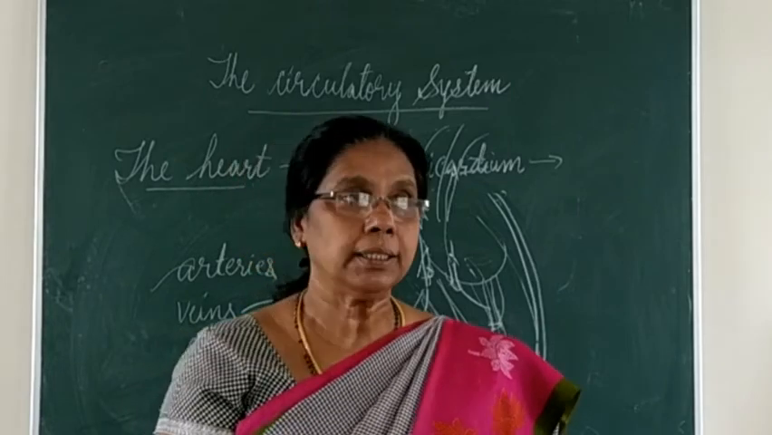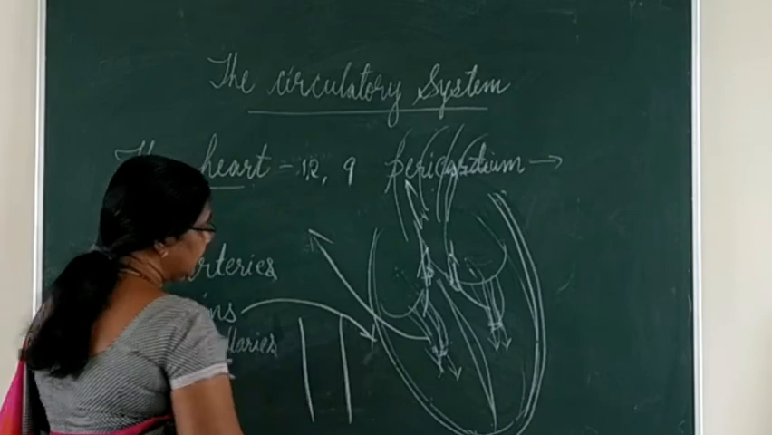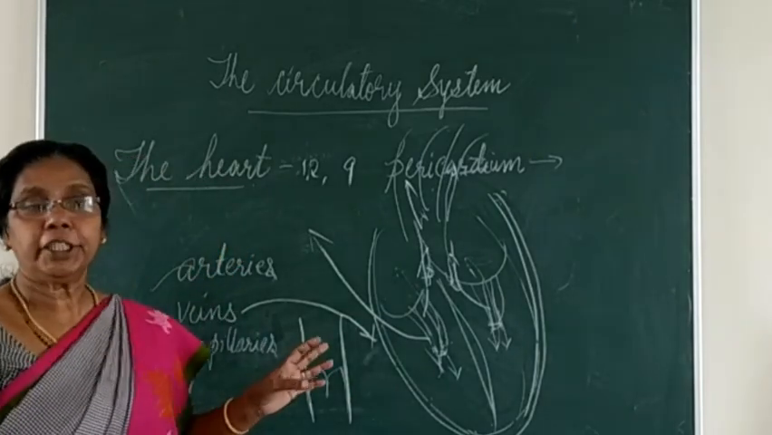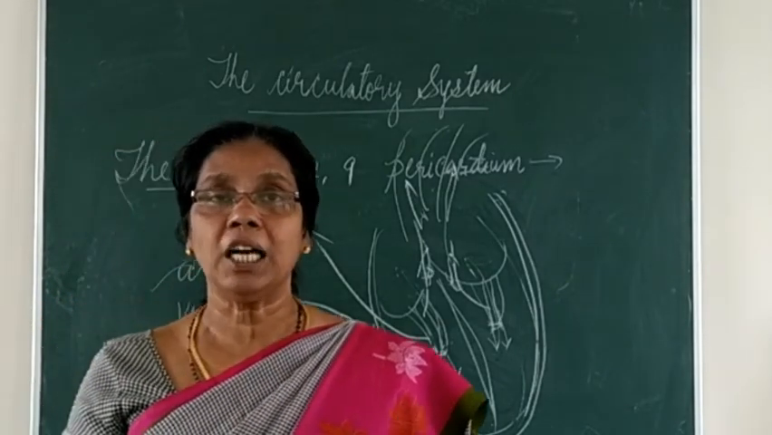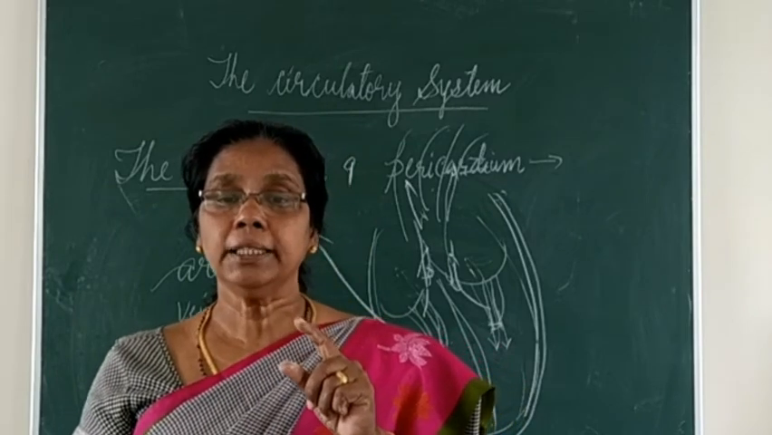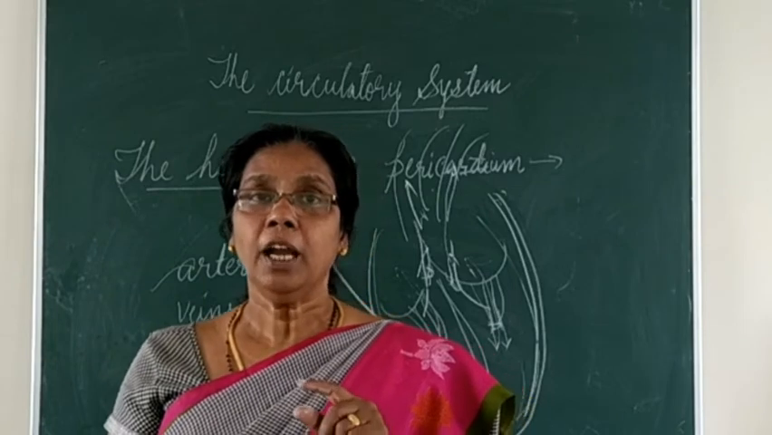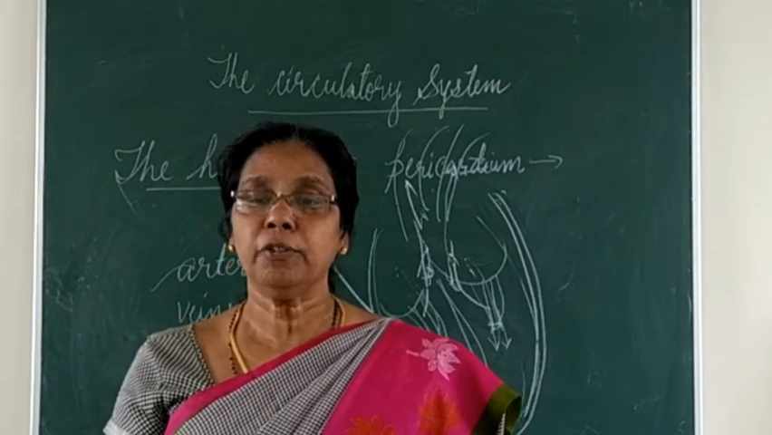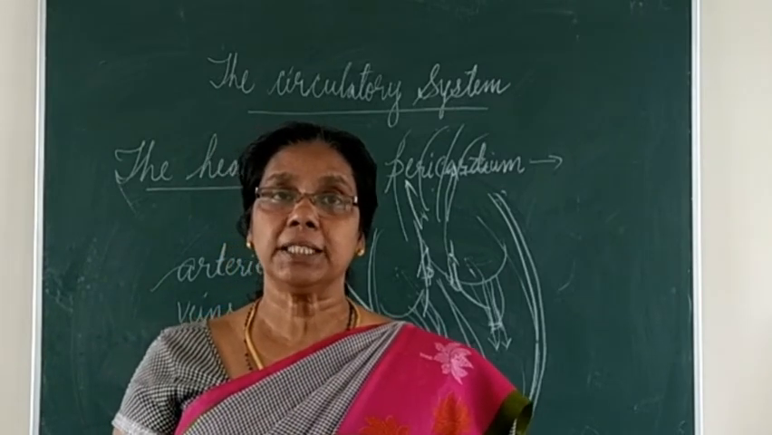Then it contains thin pocket-shaped walls. See, this is the vein. Inside the vein, pocket-shaped walls are there like this. So the pocket-shaped walls are there inside the veins, and their opening faces the direction of the heart. These walls prevent the backward flow of the blood. So inside the veins, what is present?